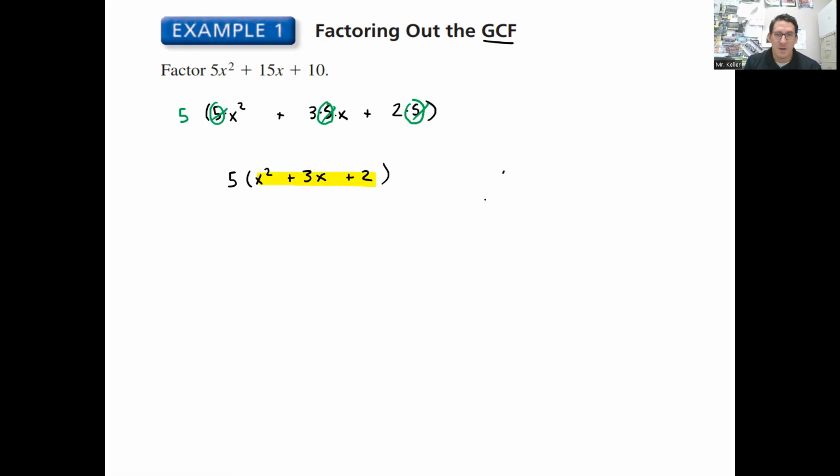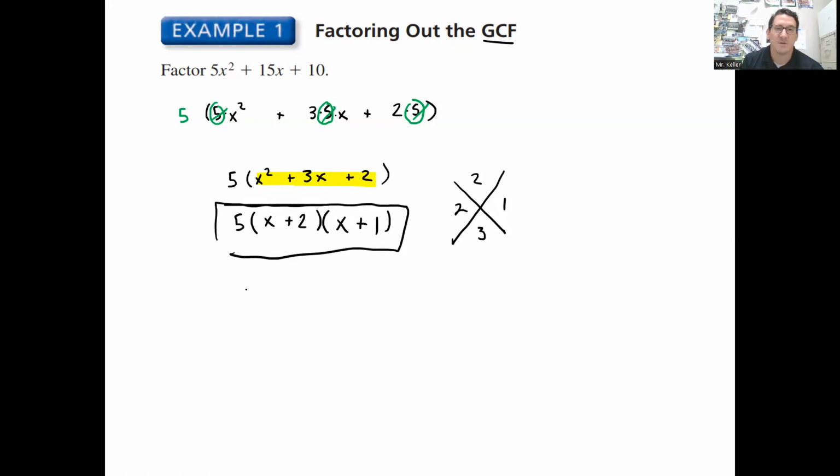You're going to do the normal X factor, 2 on top, 3 on bottom. Are there two numbers that multiply to 2 and add to 3? Well, that's just going to be 2 and 1. So this, in the parentheses, is going to factor into x plus 2 times x plus 1. And then don't forget to bring down the 5. So here it is fully factored. So check for the GCF first and then factor.